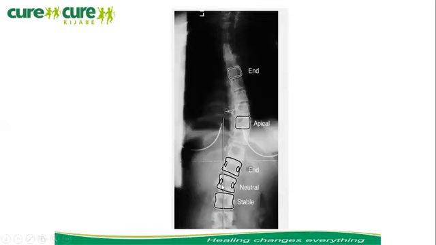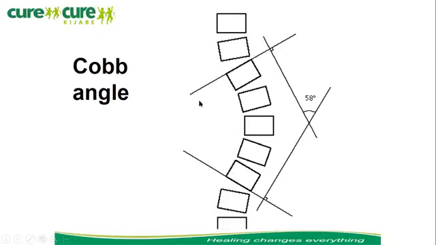The neutral vertebra is the one where the pedicles are very symmetrical on the vertebral body. The stable vertebra is the one that is bisected by the central sacral vertical line. And then the Cobb angle is just measured from end vertebra to end vertebra, and an angle can be derived from that.